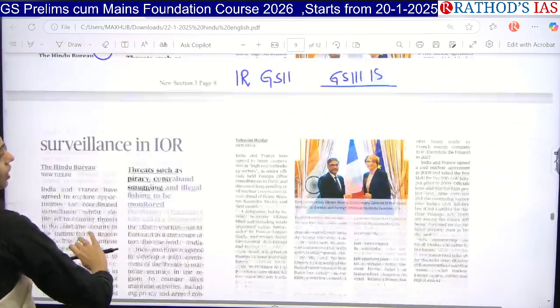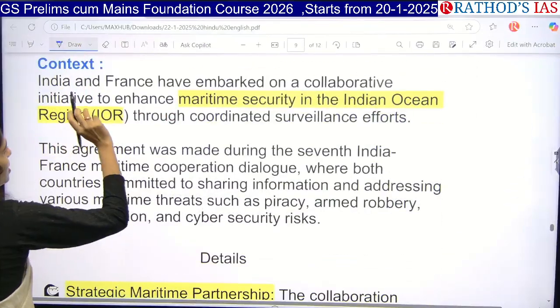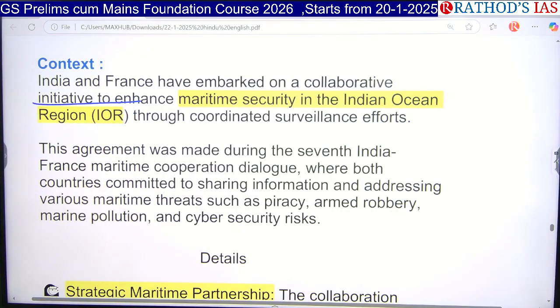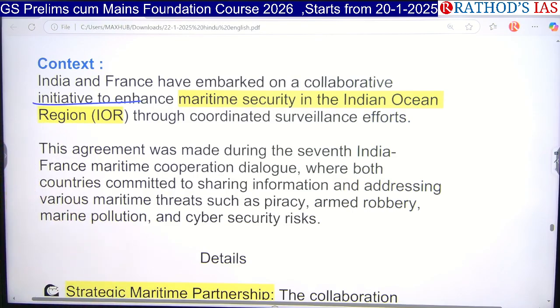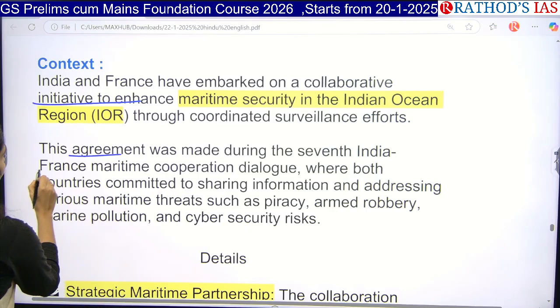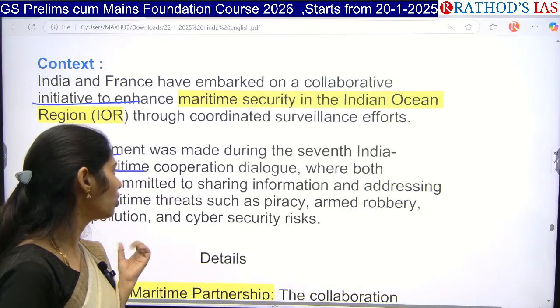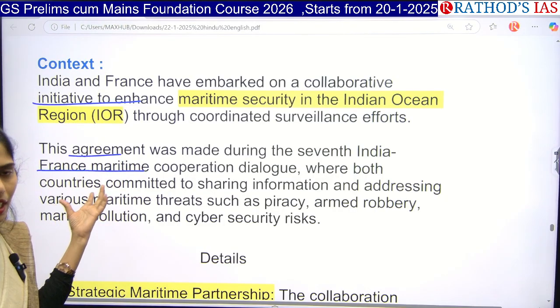What are the points given in this article? Let us see together. India and France have embarked on a collaboration initiative focusing on improving maritime security and surveillance in the Indo-Pacific region, especially the Indian Ocean region. Why did we make this agreement? Because of the 7th India-France Maritime Cooperation Dialogue. Between India and France, the 7th cooperation dialogue is going on, and in this, we came up with this maritime initiative.